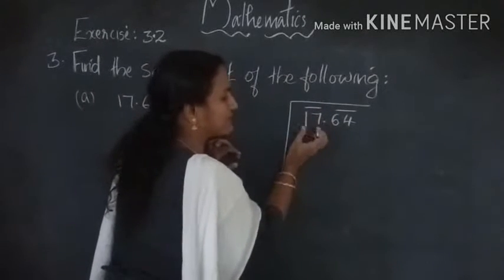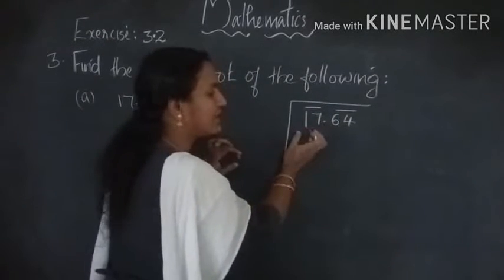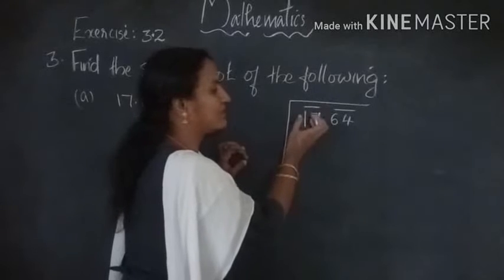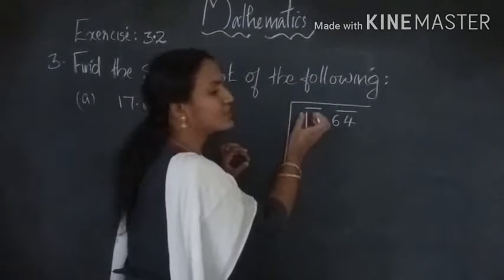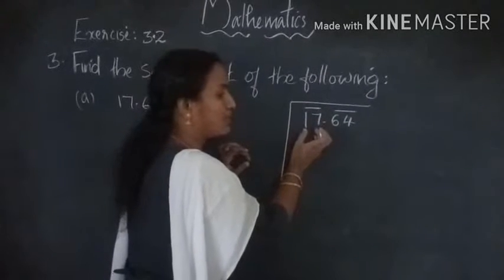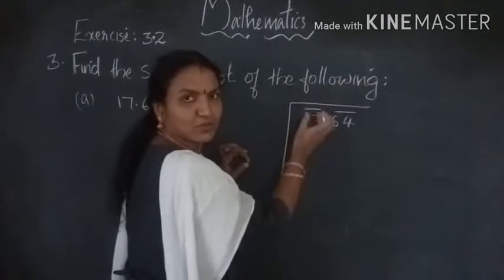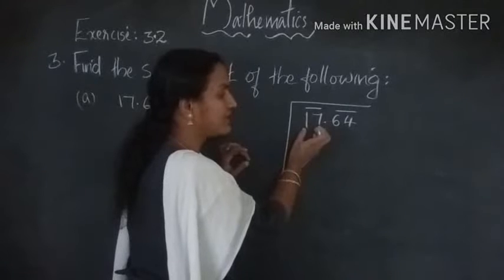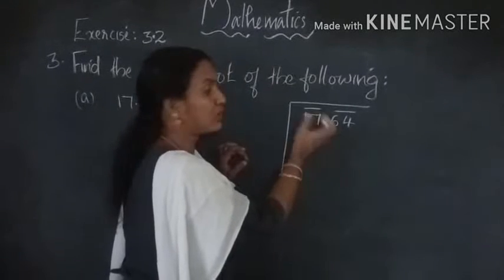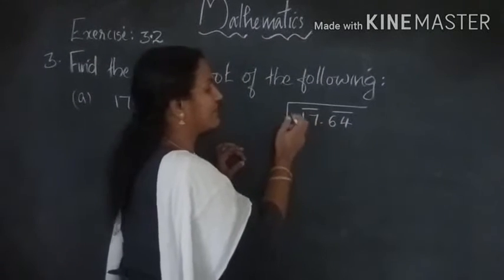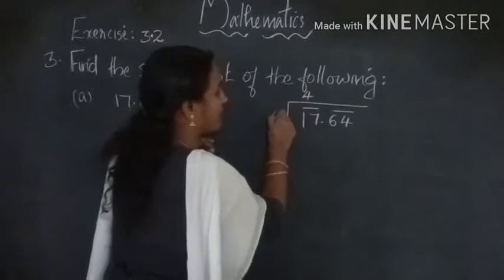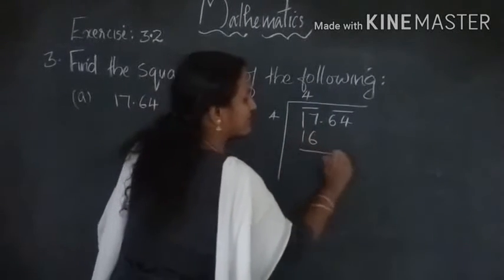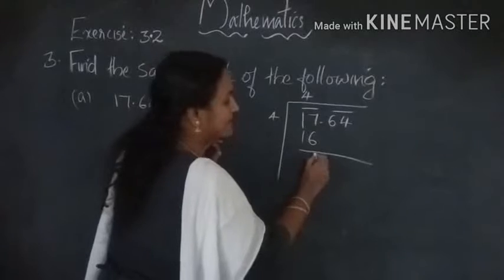First you take the first group, 17. We think of the nearest perfect square which is less than or equal to 17. You know, 1 square is 1, 2 square is 4, 3 square is 9, 4 square is 16 and 5 square is 25. So 25 is greater than 17, so we consider 4 square. 4 fours are 16. The balance is 1.